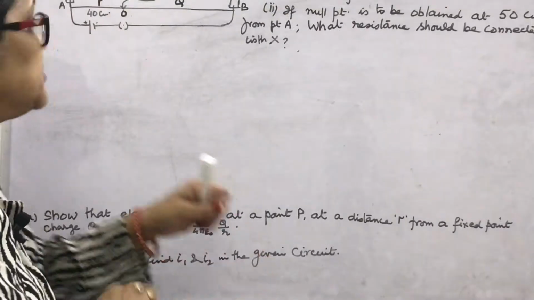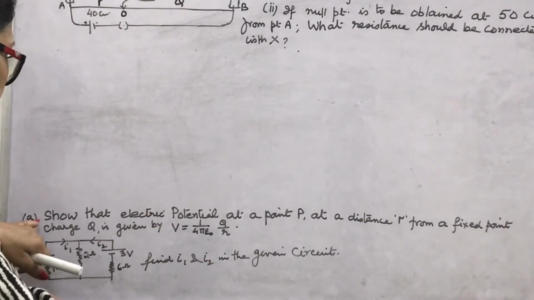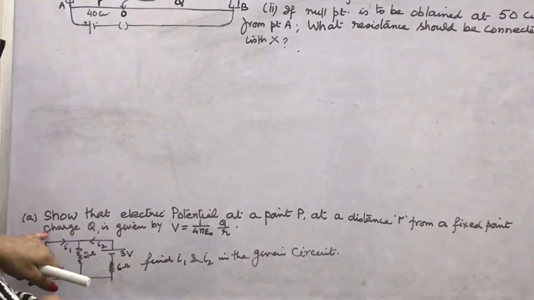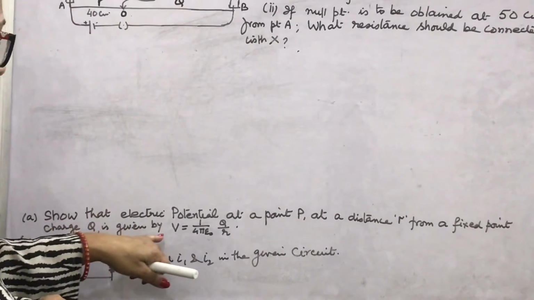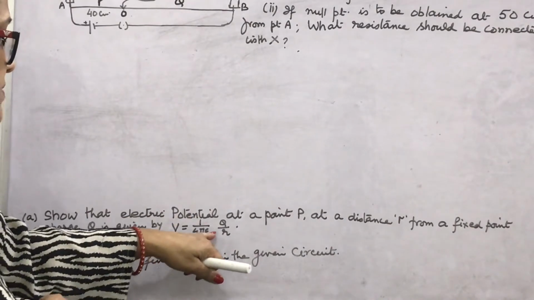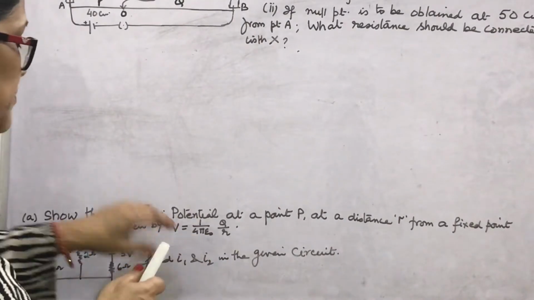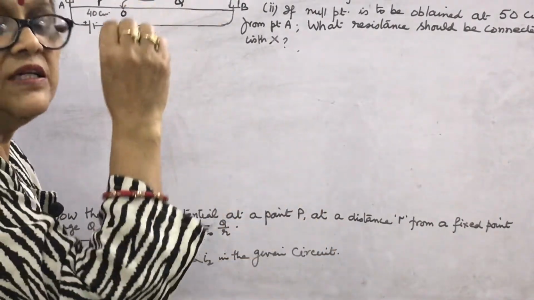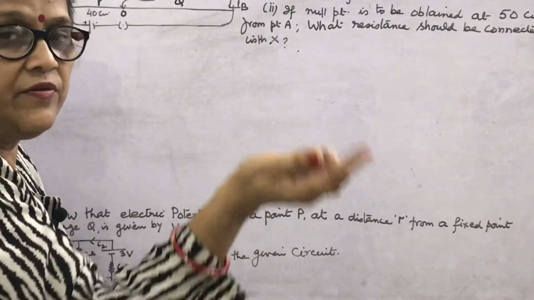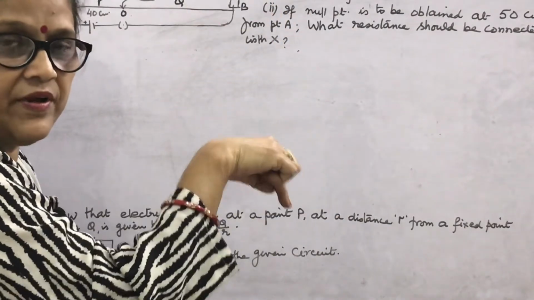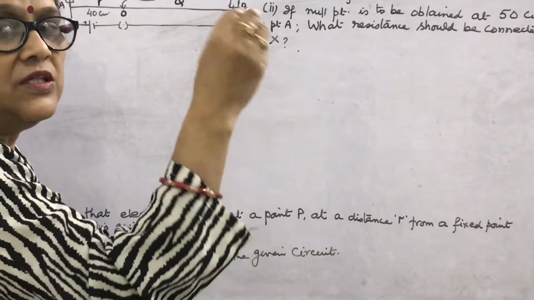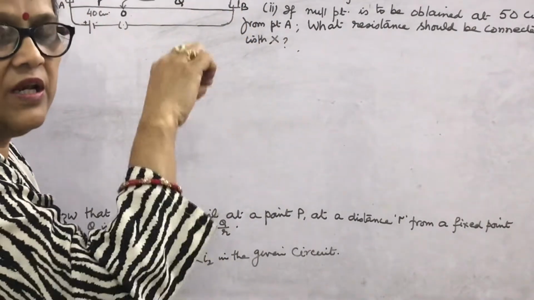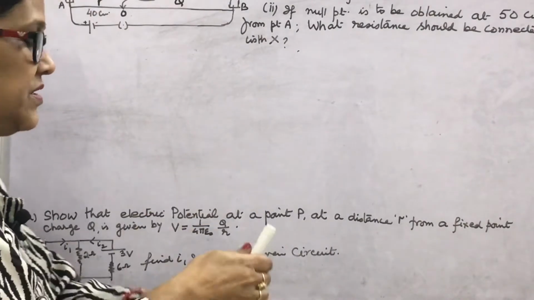The choice part of question 21. Part A. Show that electric potential at a point P at a distance r from a fixed point charge Q is given by V equal to 1 by 4 pi epsilon naught Q by r. You know, electric potential is defined as work done by the test charge in bringing it from infinity to a point in electric field. Then the ratio of this work done and this test charge is electric potential at that point.